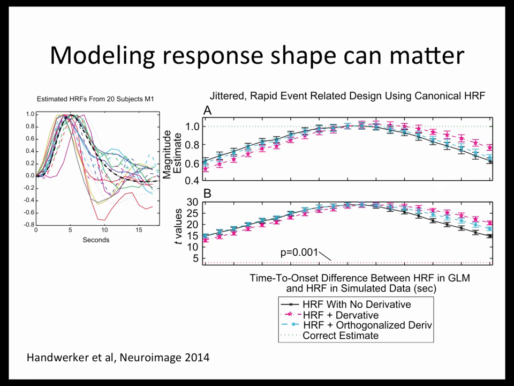Also, modeling response shape can matter. In this study, in 20 volunteers, we just looked at a flashing checkerboard and had people move their hands very briefly. It was just one motion. And we asked, how does the hemodynamic response look in motor cortex? And what you can see is it varies quite a bit. Some people peak at 4 seconds. Some people have the signal peak at 6 seconds. Some people have almost no undershoots. Some people have gigantic undershoots. So there's a lot of variability.